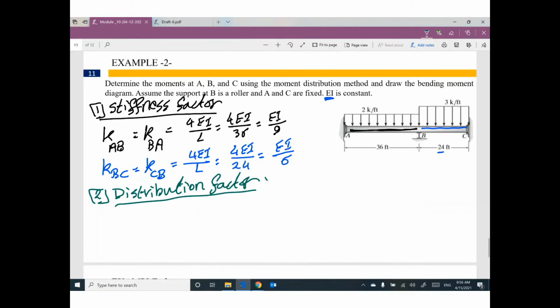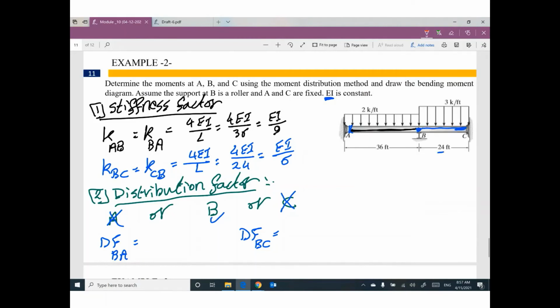My question is, do you like to make distribution factor at A or B or C? Your answer? We need to make distribution factor at what? No, not A. Because at A, we have only one member. At C, no, we have only one member at C. But at B, we have two members. So I need distribution factor for BA, distribution factor for BC, both of them at point B. That makes sense? Okay, go ahead.